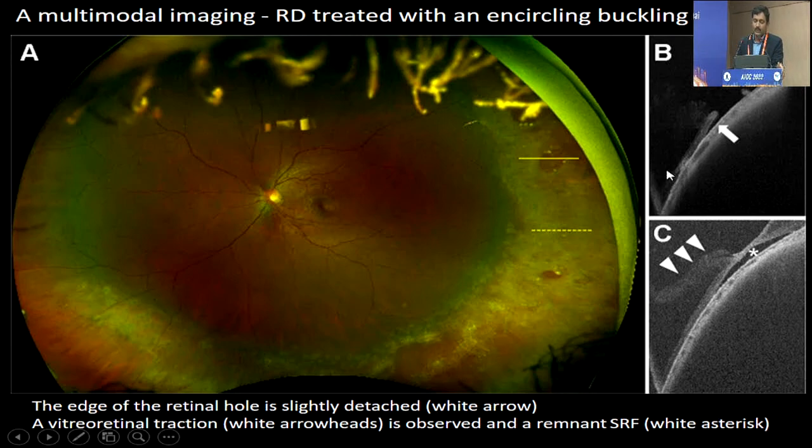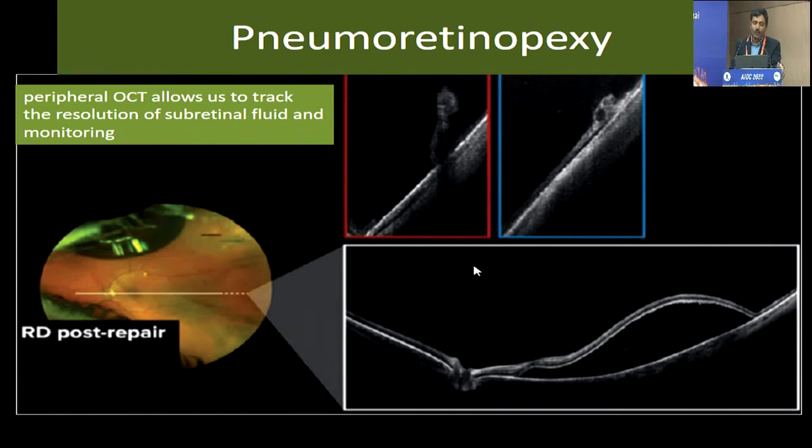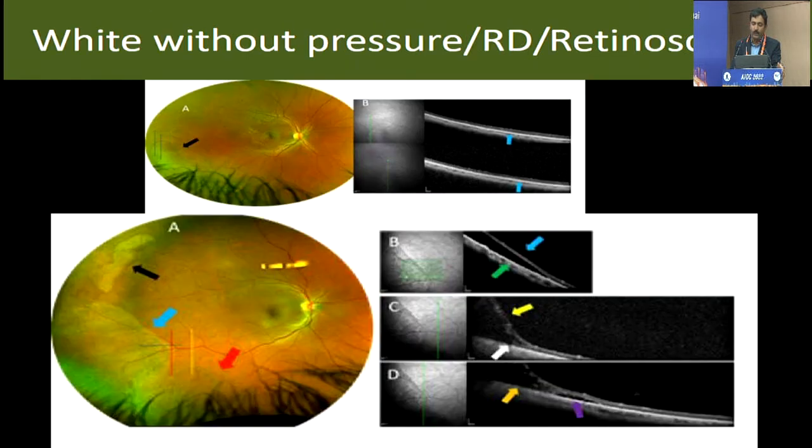See, this is a patient who has undergone an encircling band. You can see the indentation here. In spite of it, over the buckle there is still fluid present because of the traction of the vitreous. So subtle anatomical changes help you in decision making. Even with pneumoretinopexy, you can monitor the amount of fluid present post gas injection.